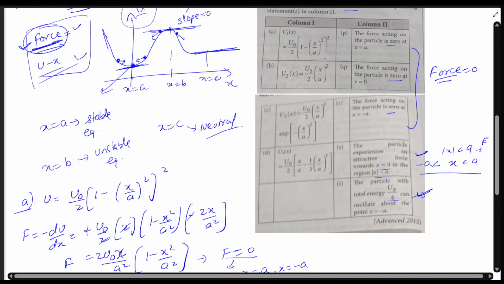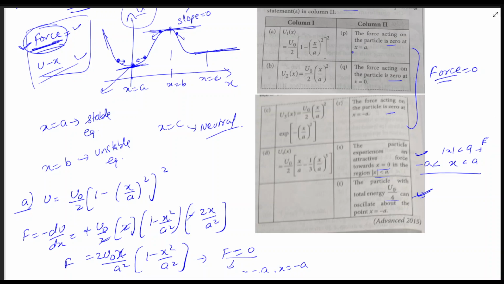So first, the force acting on the particle is 0 at x equals 0, right? At x equal to 0, force is also 0. At x equal to minus a, it is 0, right? So P, Q, R will be the options. Next: the particle experiences an attractive force towards x equal to 0 for this.